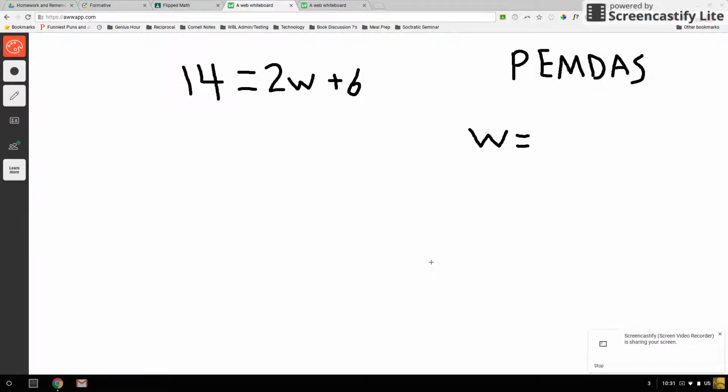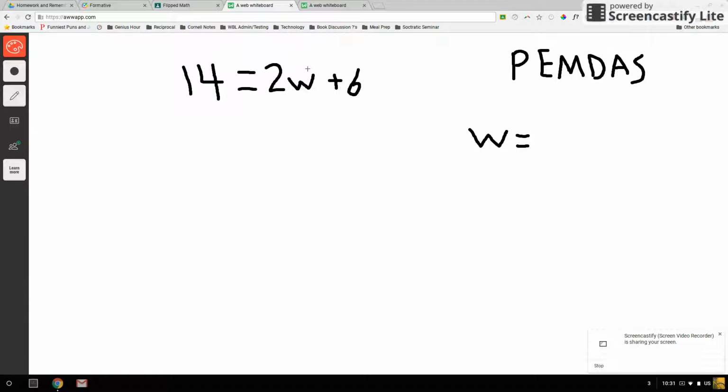All right, today we're going to be taking a look at solving for a variable, which is, remember, that letter is actually an unknown number we're trying to figure out. But the difference today is that we now have two-step equations. Yesterday, when we worked through it, we just had one thing we had to undo or solve. Today we have two. Our equation we're going to solve first is 14 equals 2w plus 6.